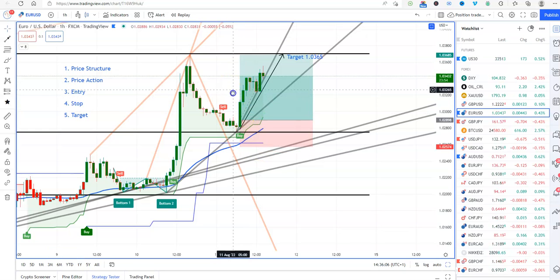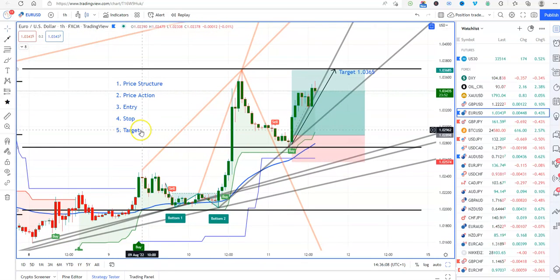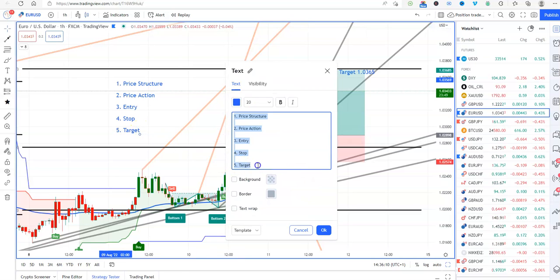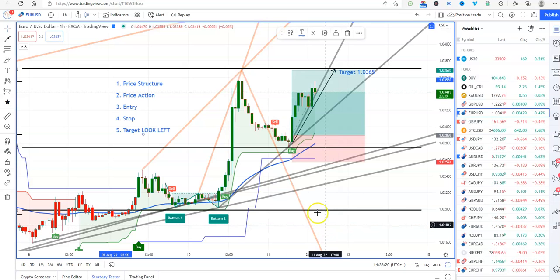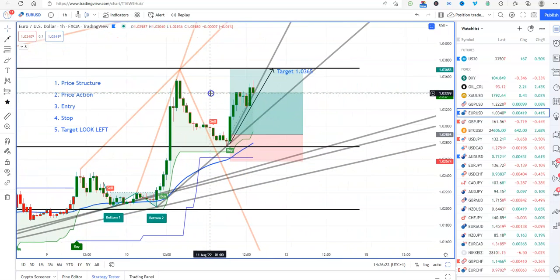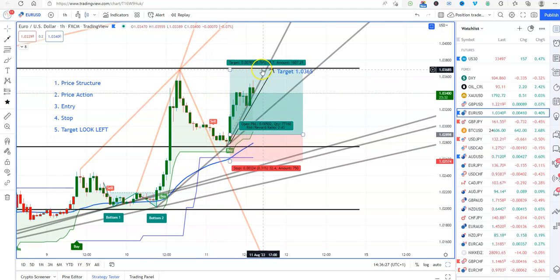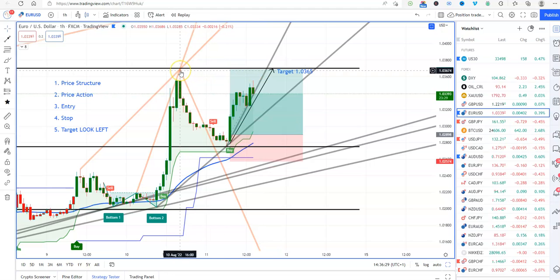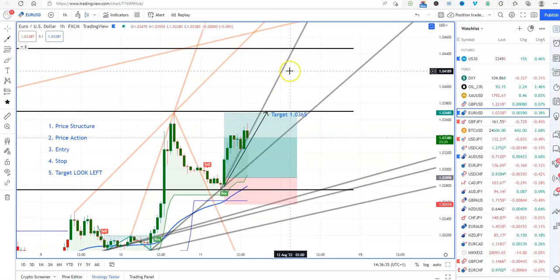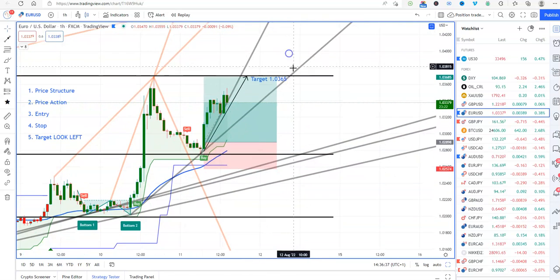Target, and what I'm going to say here is look left. Okay, on any day trade, what tends to happen is the price comes back to its original place. See that? So that would be a double top. Now, if you're expecting more than that to go up here, you're expecting probably too much for a day trade. So when it comes to target, look left.